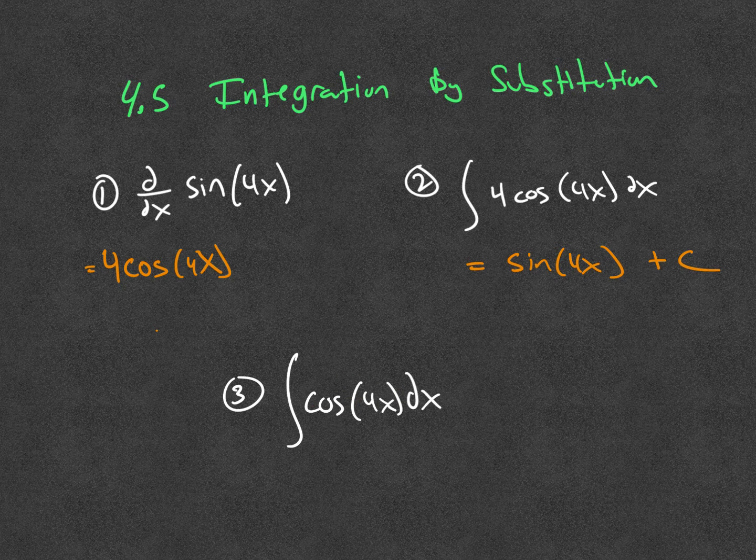So if we did an example like number 3, where there was no 4 coefficient, the antiderivative of cosine is sine, so sine of 4x, but I have to undo the chain rule, so I have to divide by 4. So I really have 1/4 sine of 4x, or sine of 4x over 4, plus c. So we're starting to see a pattern: if I have a coefficient on the inside where chain rule would have done something with that, I have to undo that chain rule.